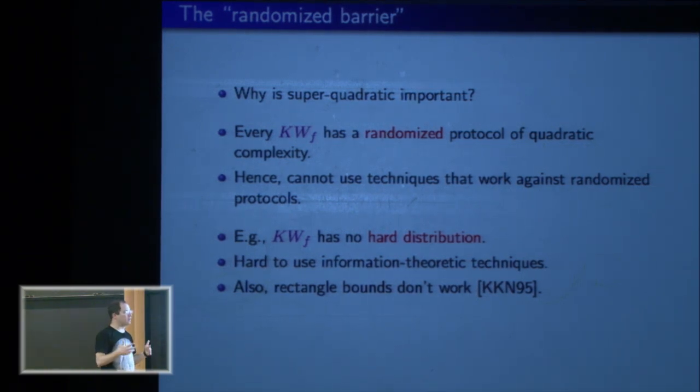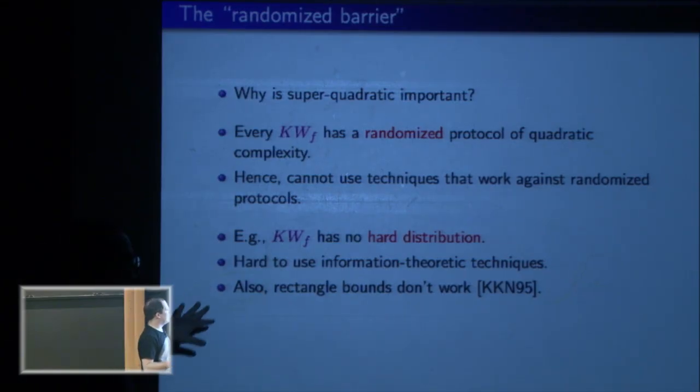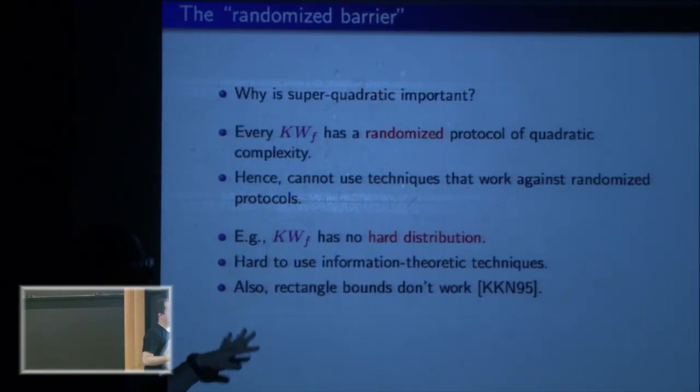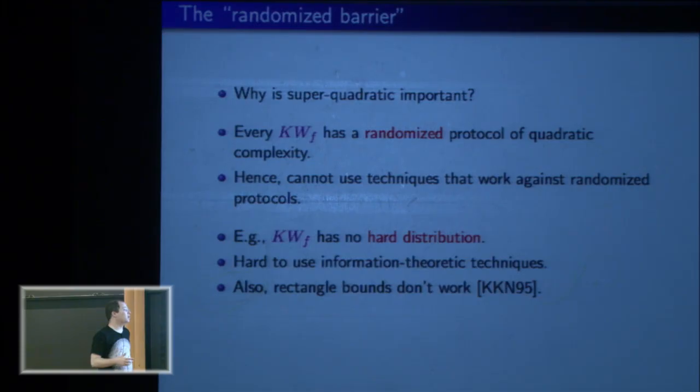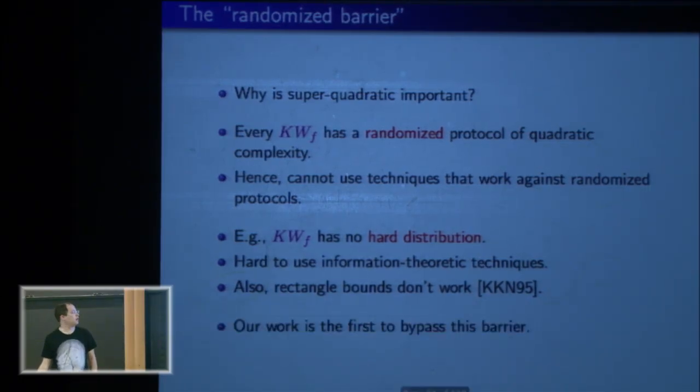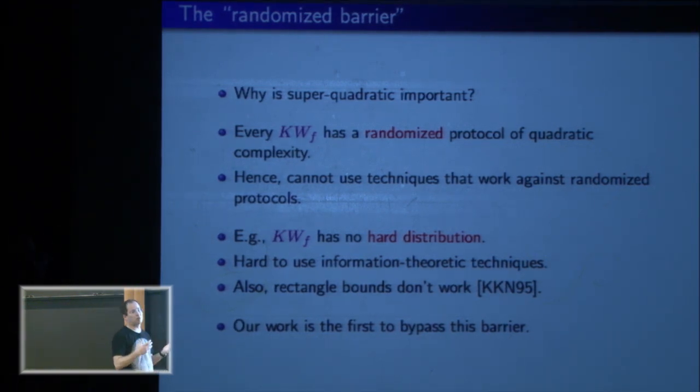it's not exactly the same, but it's very related, that rectangle bounds don't seem to work. Since if you can't choose a distribution, also all kinds of measures are not very useful. So we don't seem to be able to use rectangle bounds, which is the bread and butter of communication complexity. So our work is the first work to bypass this barrier for Karchmer-Wigderson relations, which is nice.